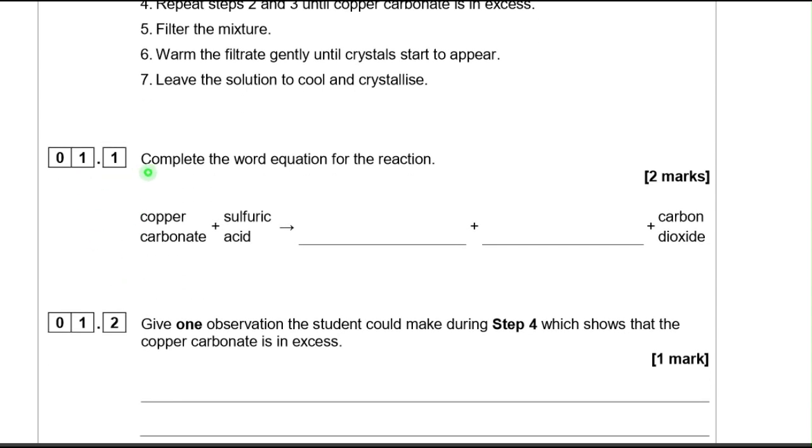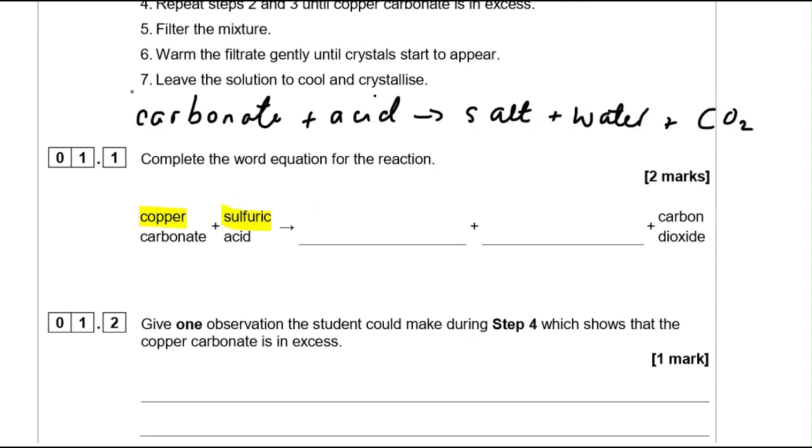1.1. Complete the word equation for this reaction. And this is for 2 marks. So there are 3 products. We've been given carbon dioxide and we're looking for the missing 2 products. The key 2 bits in the reactants are the copper and the sulfuric, and we'll come back to those in a minute. You will recall that any carbonate reacts with any acid to form a salt, water and carbon dioxide. So at least one of those chemicals missing is water. We know that for a start. So to claim our first mark, we'll write water in the space provided.